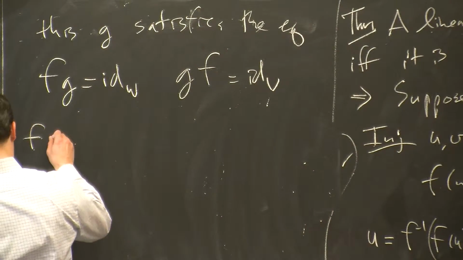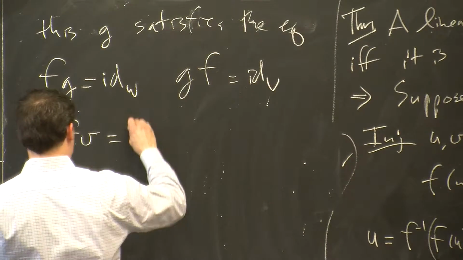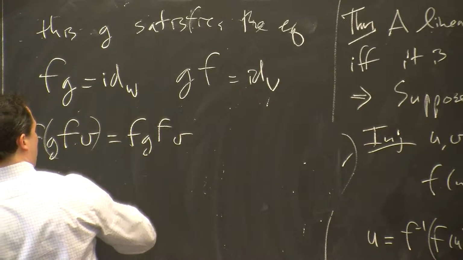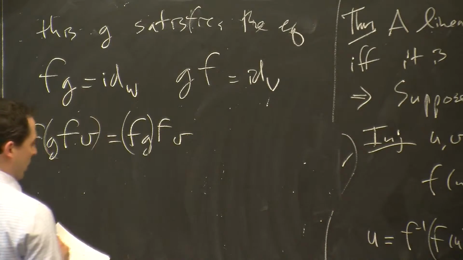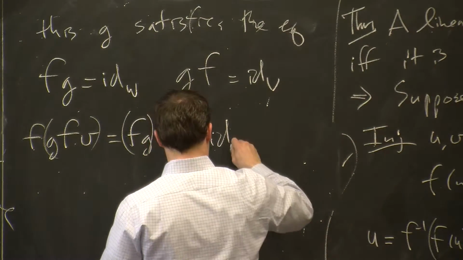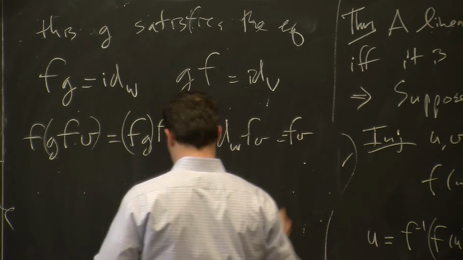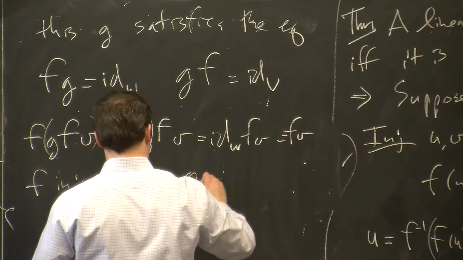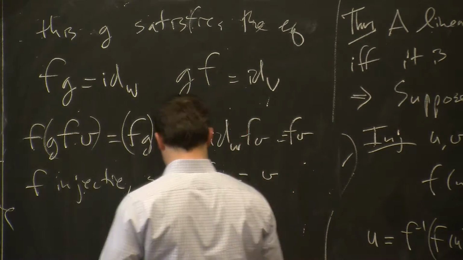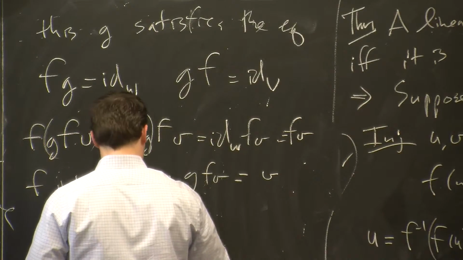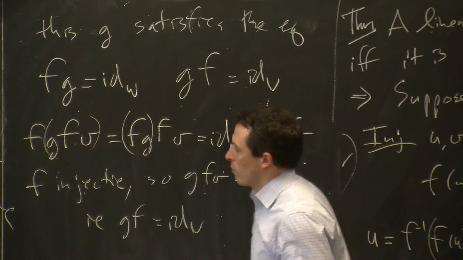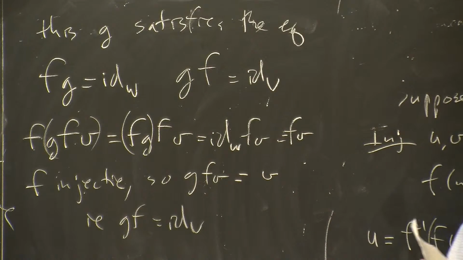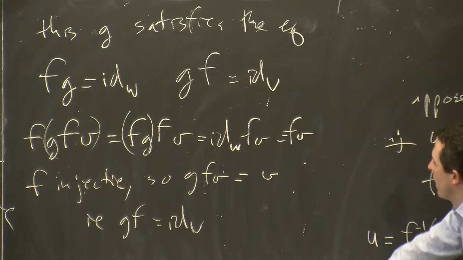Well, you could work that out by just changing the parentheses. So look at that. F of G of F of v is equal to the identity on W applied to F of v, which equals F of v. And since F is injective, G F v equals v, i.e. GF equals identity on V. But just thinking about what this definition means is going to force that to be true. You can also do it by working out what's happening symbolically.